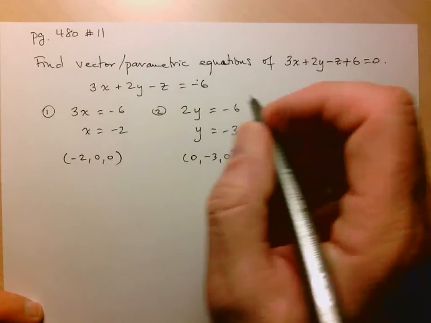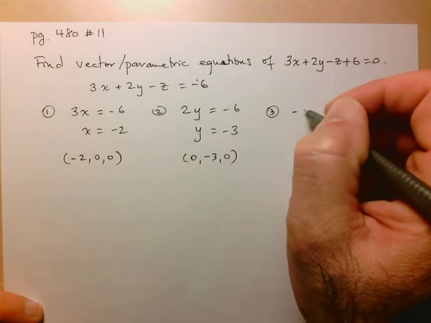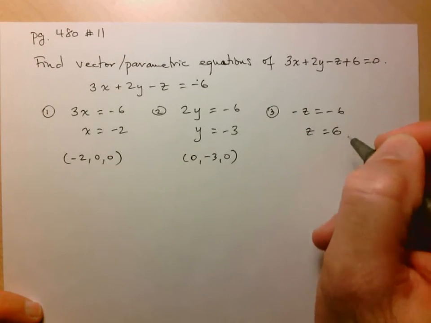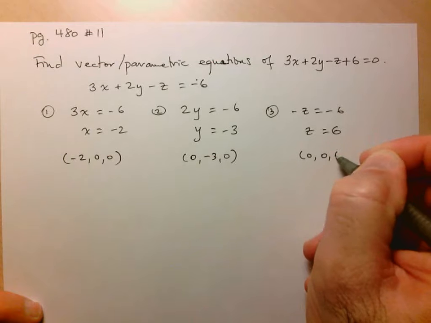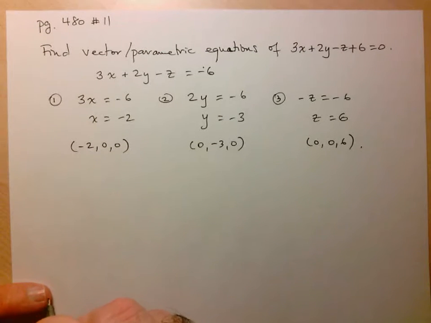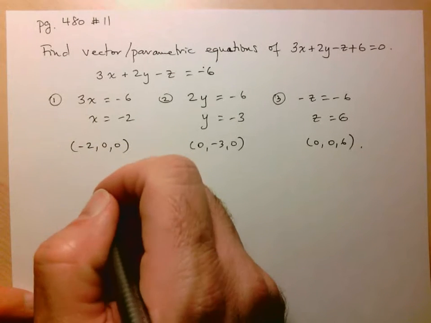For a third point, again I'm going to set x and y equal to 0 and solve for z. I'm just left with -z equals -6, so z is equal to 6. So (0, 0, 6) is a third point on this plane. Now from here I can determine my direction vectors.